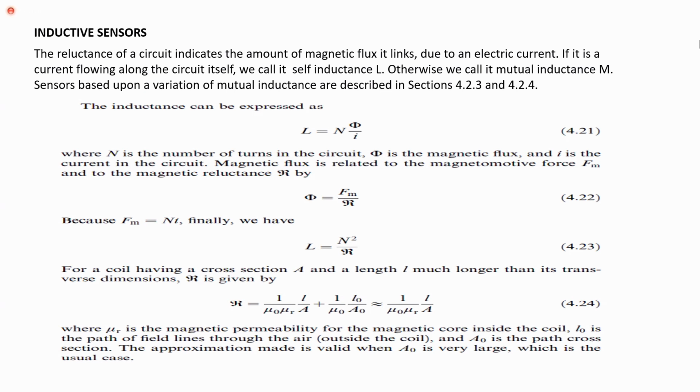And we have a separate equation for phi. Phi is equal to Fm by R. And if we substitute that phi value in the inductance L, L is equal to N square by R. And if you want to calculate R, we have this equation: R is equal to 1 divided by A into mu R mu naught, where mu R is the magnetic permeability of the magnetic core inside the coil, capital A is the area of cross section, and L is the length of the conductor which we are using in the circuit.